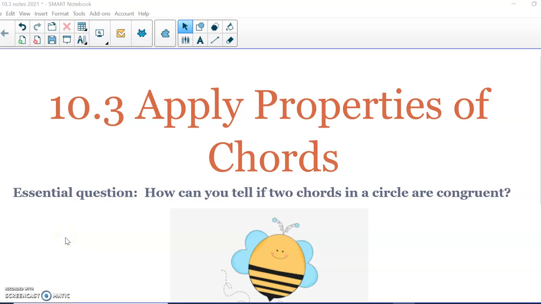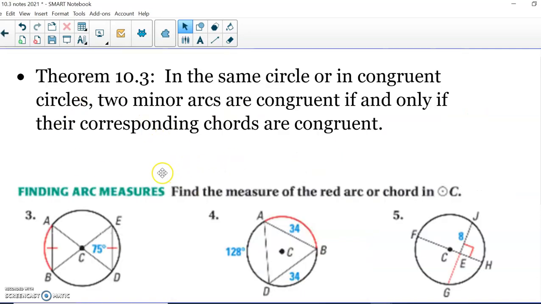This is Honors Geometry Lesson 10.3, Properties of Chords. There are a few rules about chords I'd like to talk about. The first one says that if you have congruent chords, then you have congruent arcs.